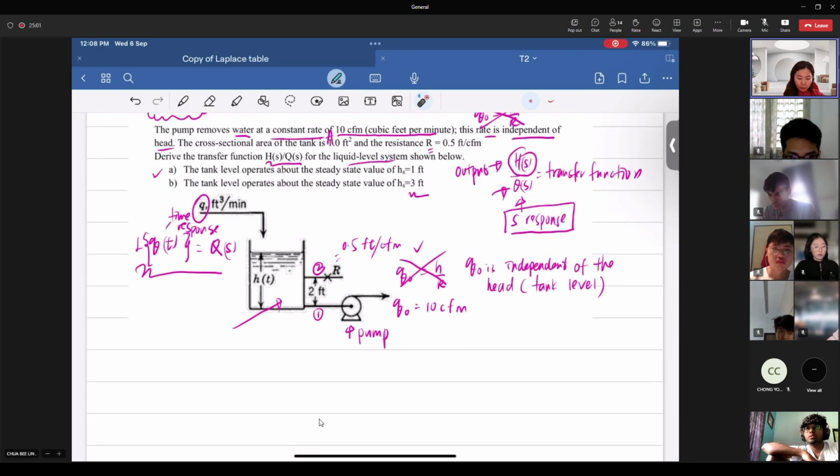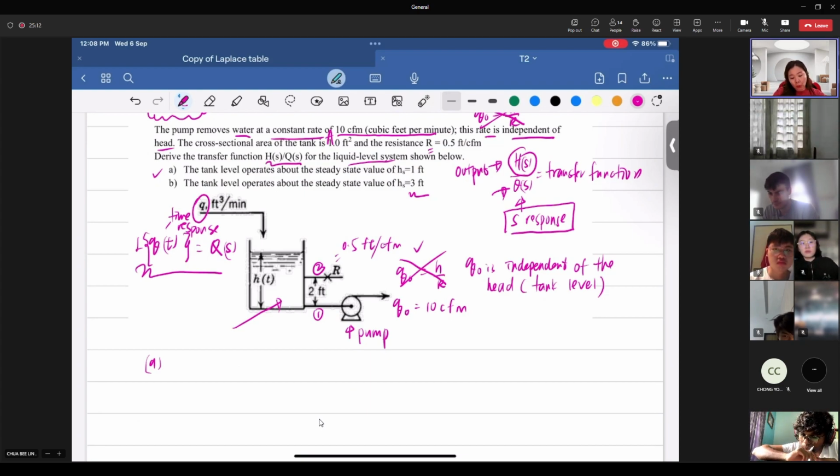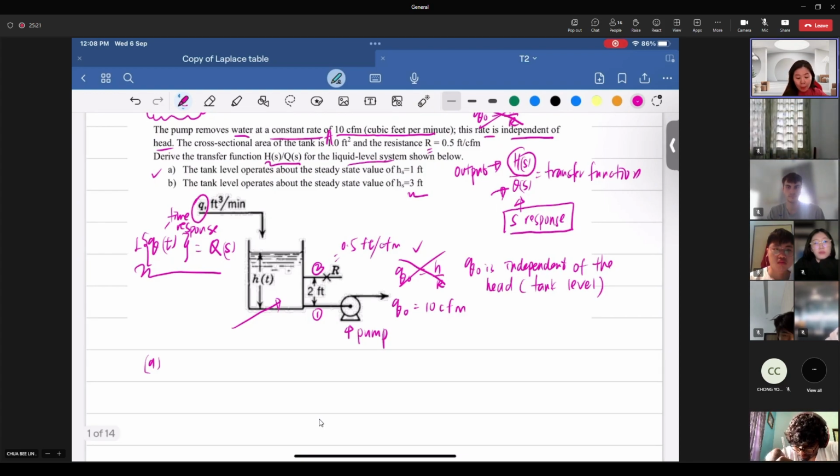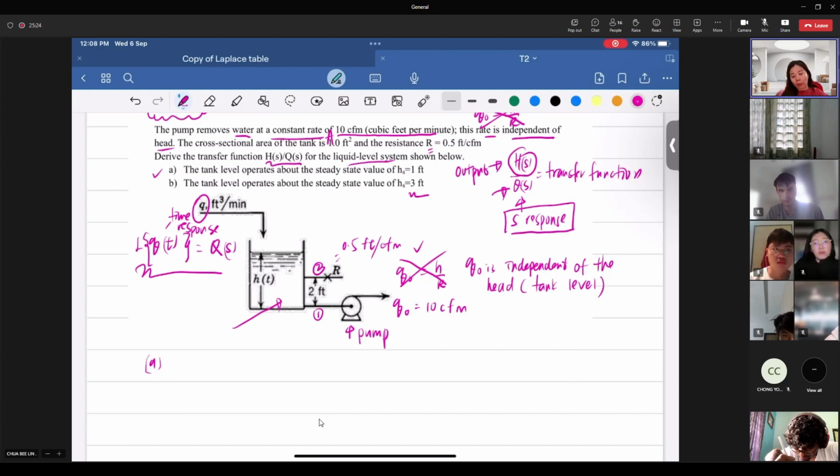So we try to solve A. Conservation of law only has 3: mass balance, composition balance, and also energy balance. From here, temperature is not given, so no energy balance. Composition is not given as well, so no composition balance. So what you need to do is only the mass balance. So you are going to derive the unsteady state mass balance and then the steady state mass balance. Equation 1 minus equation 2, which is unsteady state minus steady state. Introduce the deviation variables. Laplace transform both sides, rearrange, then you will get the answer.